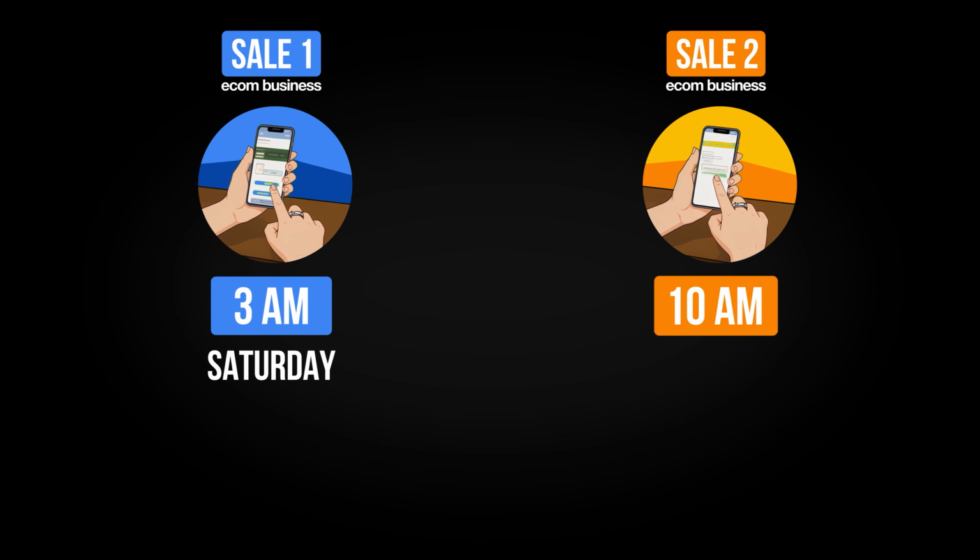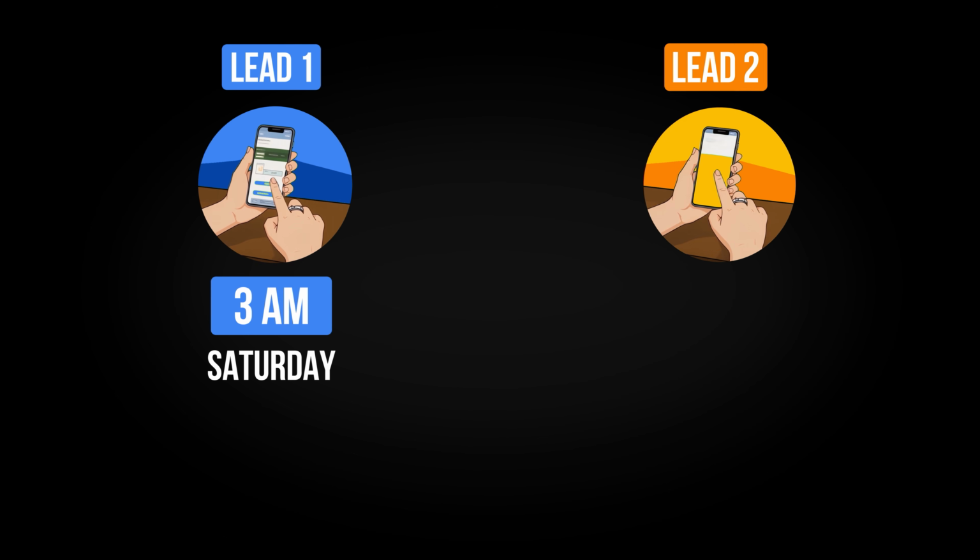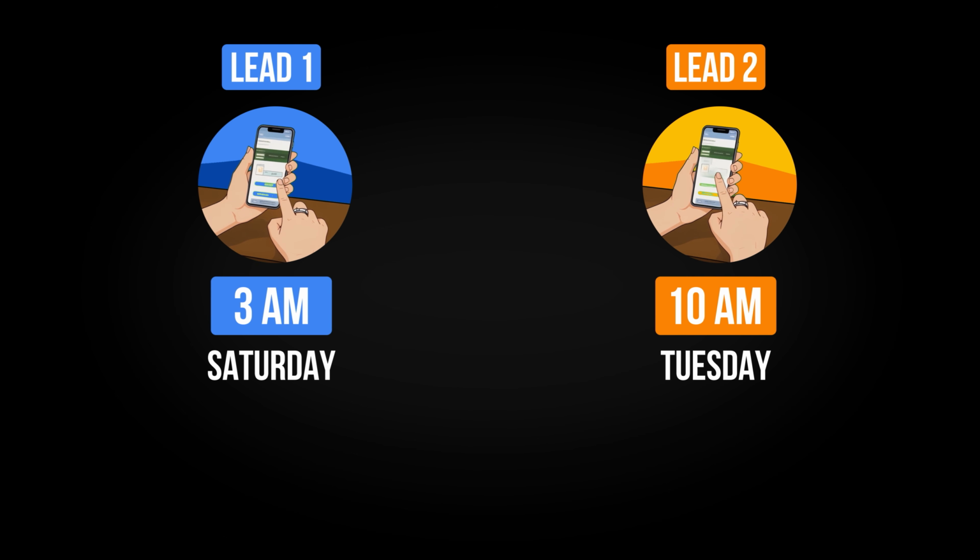Because if you've got an e-commerce business, if someone buys at 3 a.m. on a Saturday or 10 a.m. on a Tuesday, they've bought, right? You've got the end outcome. There's not really any difference between the two. You're happy either way. But when you're generating leads, the difference in quality between that lead that comes through at 3 a.m. on a Saturday versus 10 a.m. on a Tuesday is massive.